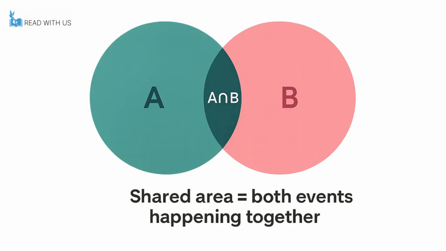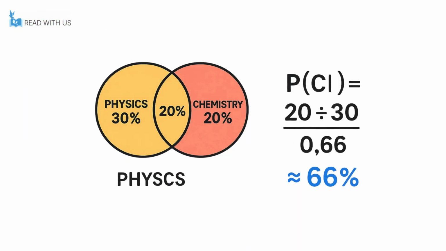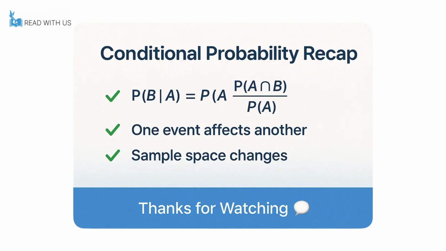Let's look at one more example. Suppose 30% of students take physics and 20% take both physics and chemistry. Then the probability that a student takes chemistry, given that they already take physics, is 20 divided by 30, which equals 0.66 or 66%.